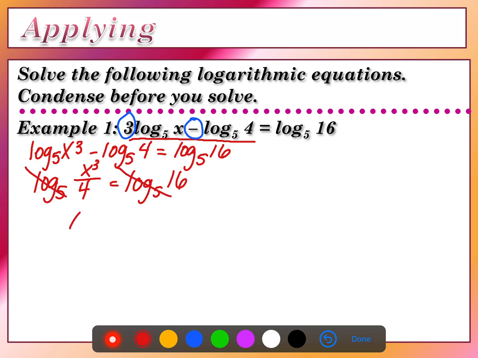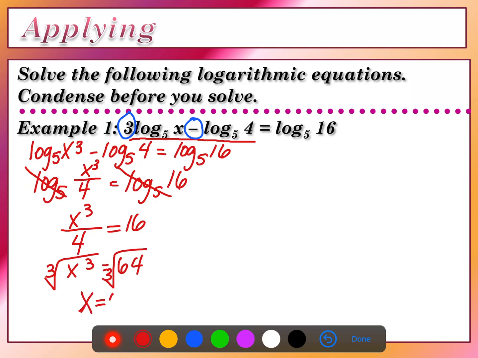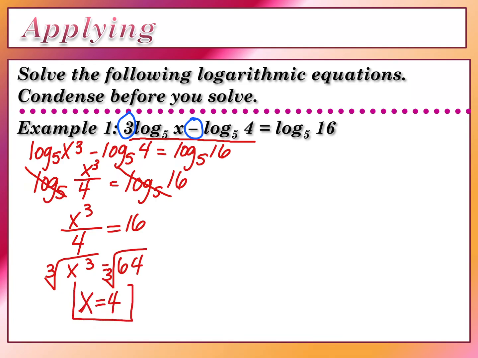So these cancel. I have x cubed over 4 equals 16. Well, this is now just something that I can solve. Multiply 4 to both sides. x cubed equals 64. And now I'm going to take the cube root of 64, which gets me x equals 4.